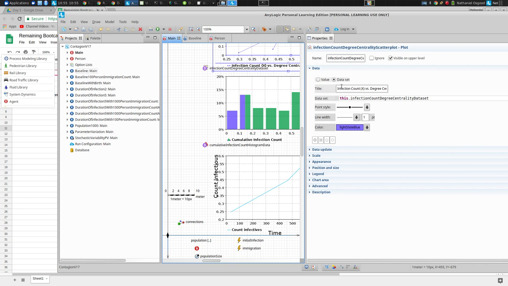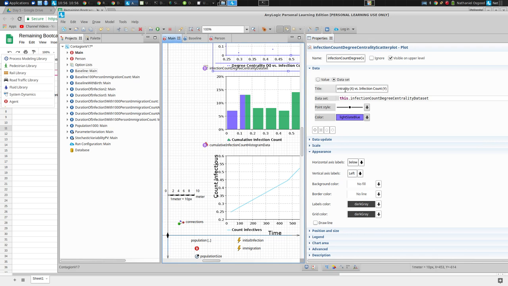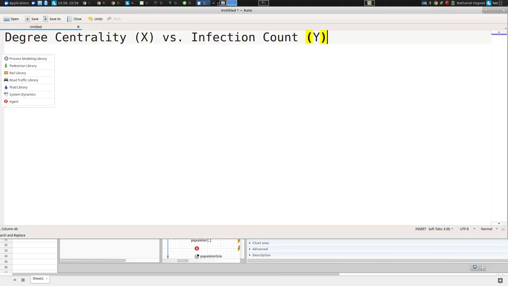I'm going to change the label so it says degrees, and so the infection count is Y and the degree centrality is X, because it's almost like I'm predicting infection count based upon degree centrality. So I selected this graph, and I'm going to do two things to it. The first is to make degree centrality X versus infection count Y. The second is to go down to appearance and uncheck draw line. So in this graph, degree centrality is X and infection count is Y rather than vice versa. This is the label, and that's the title.